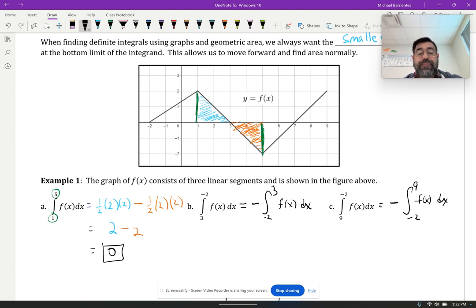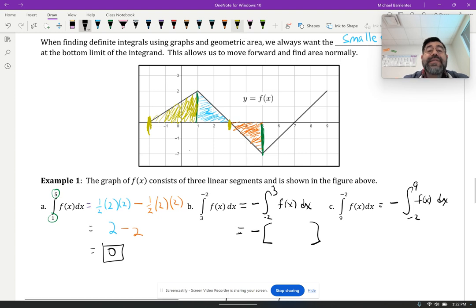Let's look at B. When I look at B, now we're going from -2 to 3. Let me do it in a different color. Let's do this one. From -2 to 3. But because I switched the limits, I'm taking the opposite of that area. Well, I already found this part is 2. So really all I need to do is find out what this part is and then add it to 2. Right? So I'm starting from -2 all the way to 3. But don't forget, because I switched them from the original setup, this is the opposite. So it's the negative of whatever I get.